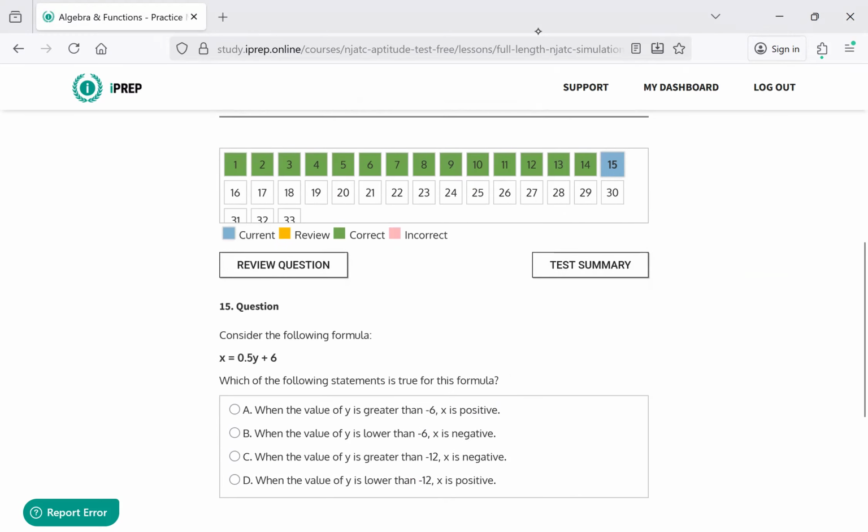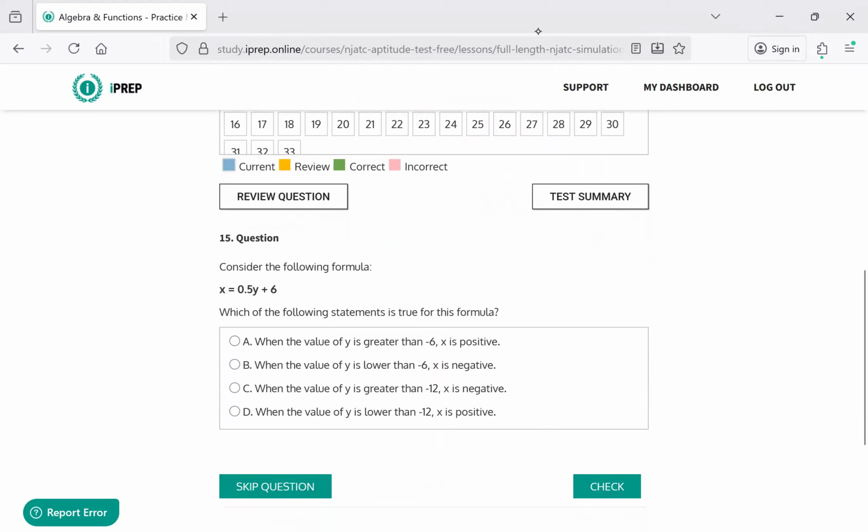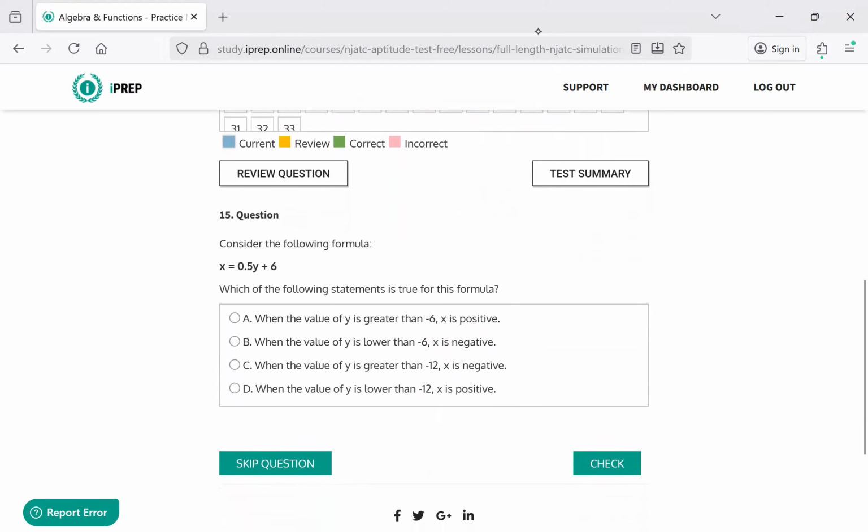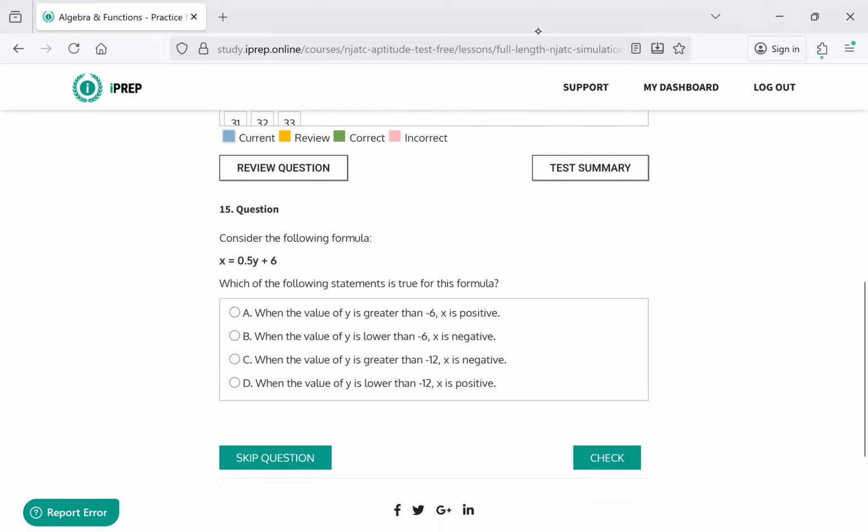Let's move on to 15. Consider the following formula: x equals 0.5y plus 6. So this one, I think it's best to graph it. This is definitely a linear line. So how do you graph a linear line? You could get y by itself, and put it in the form y equals mx plus b, right? When you graph a linear line, you need to find the slope, which is the number in front of x, and then find your b. That's one way of graphing a linear line. So that's what I'm going to do.